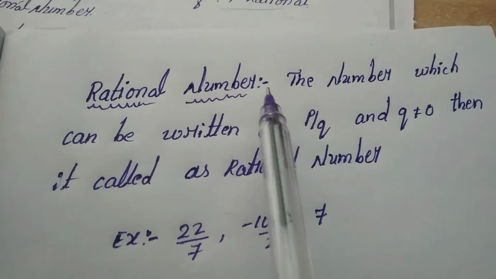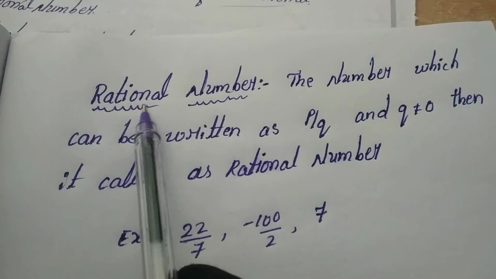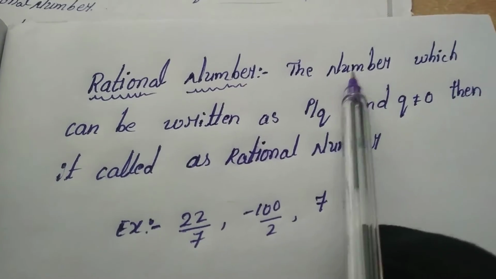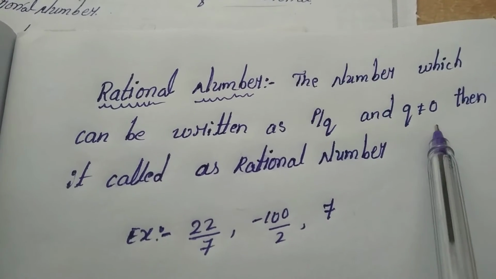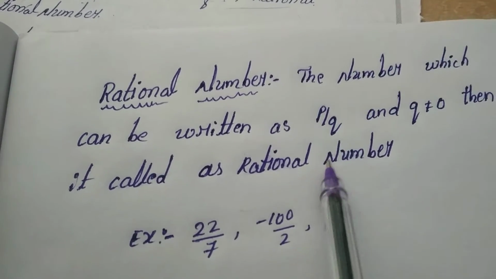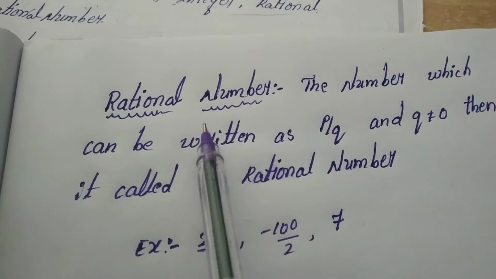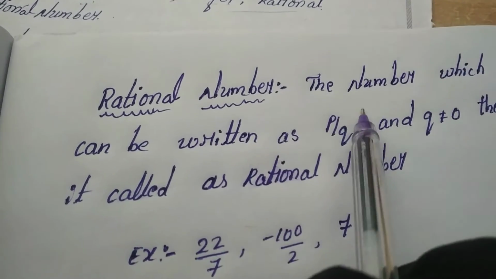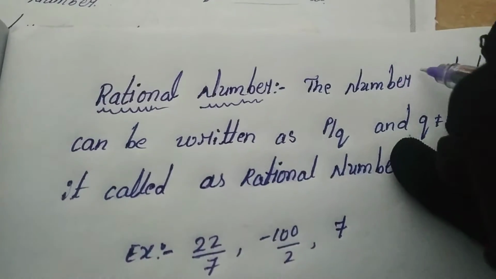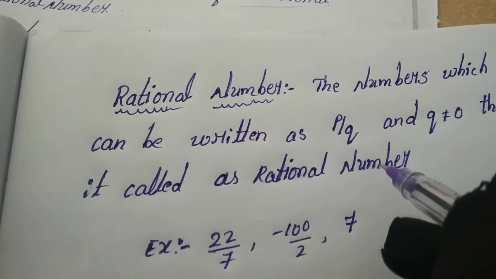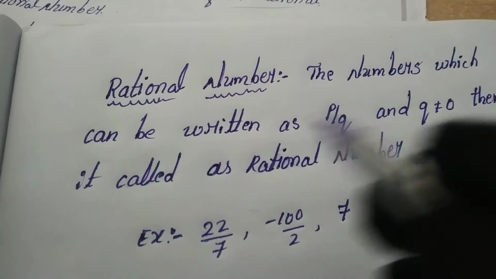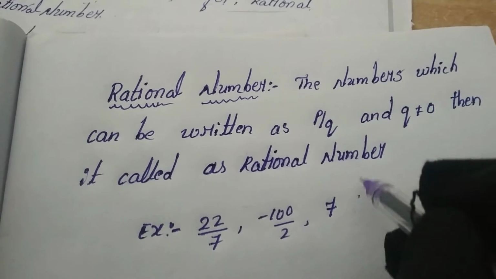The chapter name is rational numbers. The numbers which can be written as p by q, where q should not be equal to 0, are called rational numbers. Here, what is p by q?